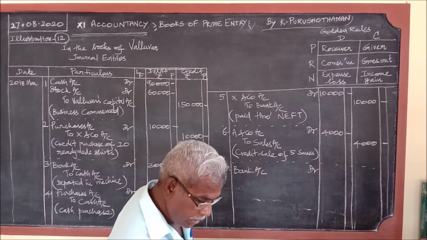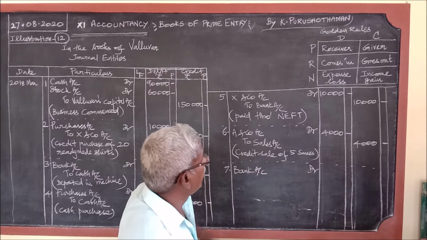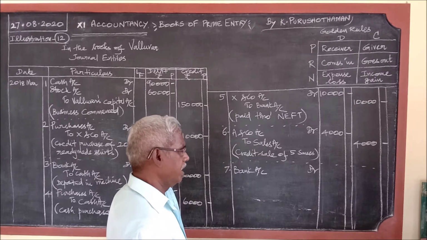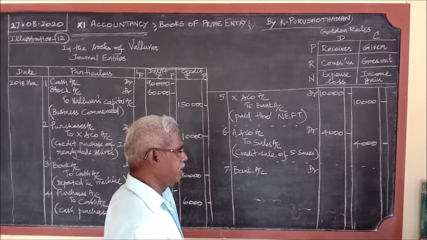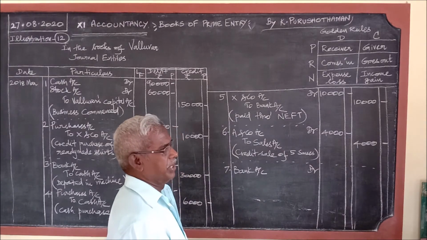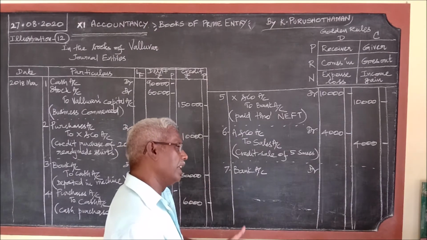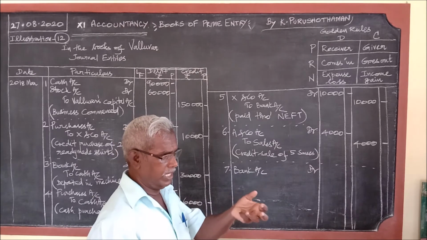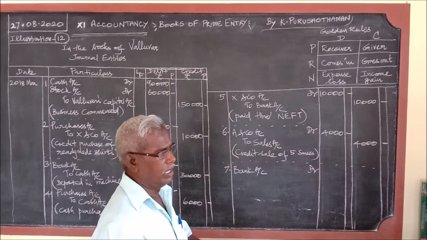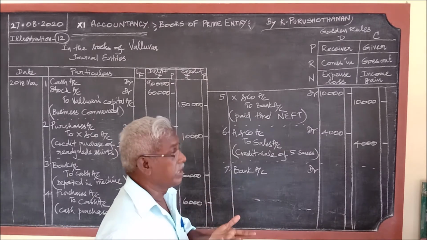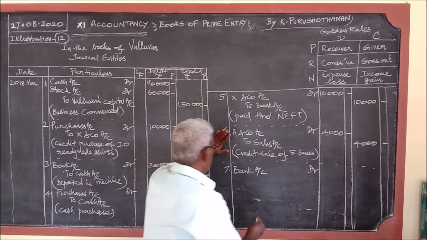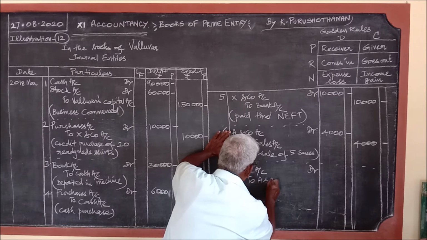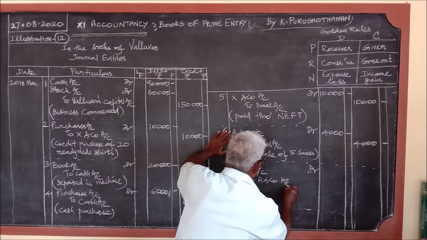Deposited in the cash deposit machine. Then go to the credit rule. Who is the giver? A and Co only deposited the amount into the cash deposit machine. Then who is the giver? A and Co is the giver. So, bank account debit to A and Co account.